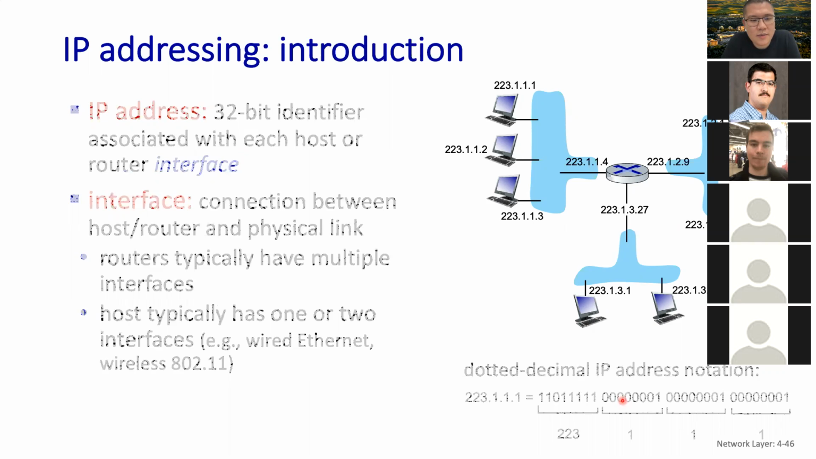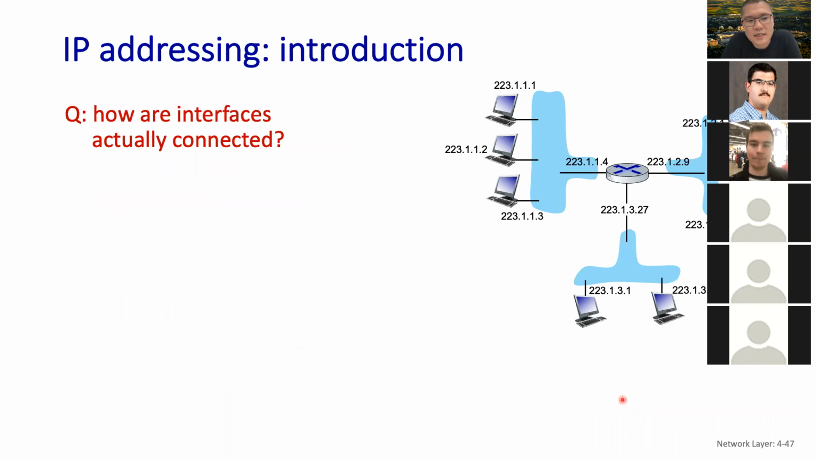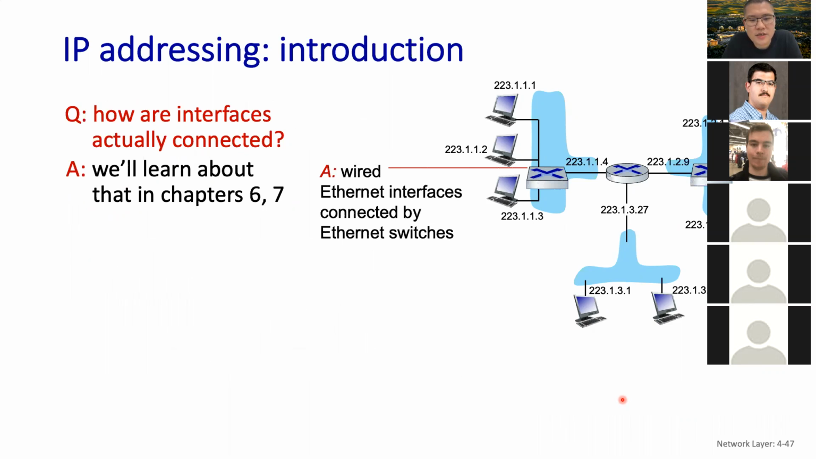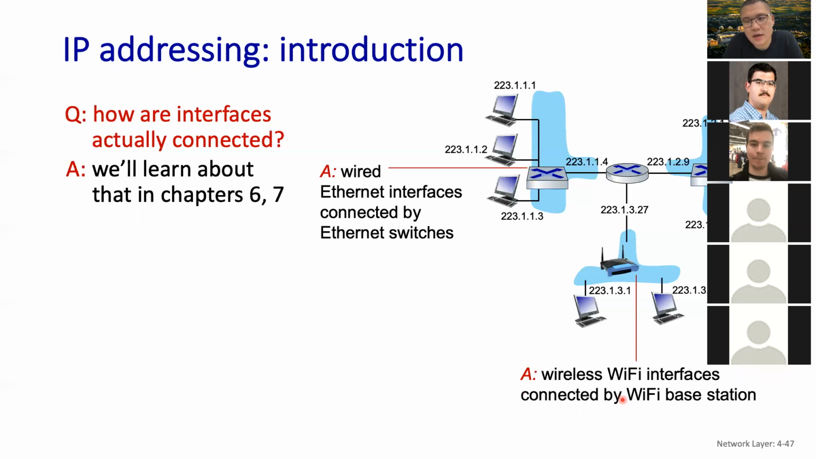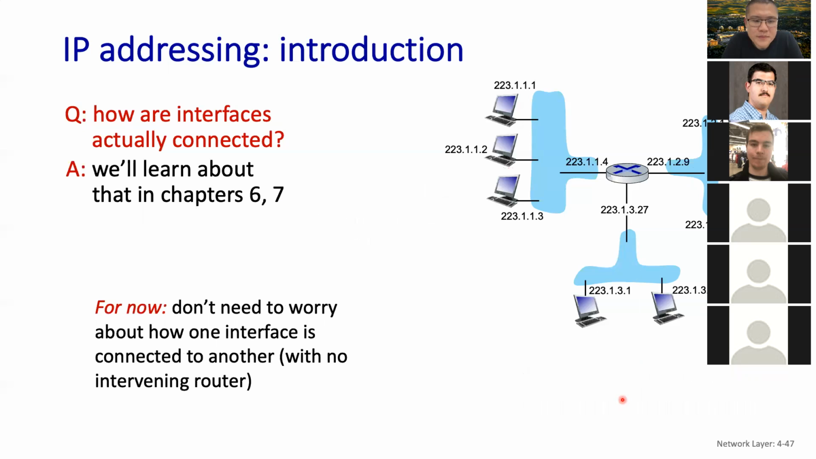Okay. So about the interface, what is the interface actually connected to? We will talk about the interface in a later chapter, but you don't need to worry about that. Generally speaking, you have different physical links: a wired Ethernet interface and a wireless Wi-Fi interface, connected by the Wi-Fi base station. For now, we don't need to worry about how one interface is connected to another. We will talk about that later.